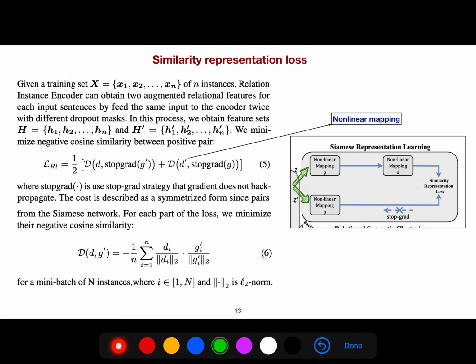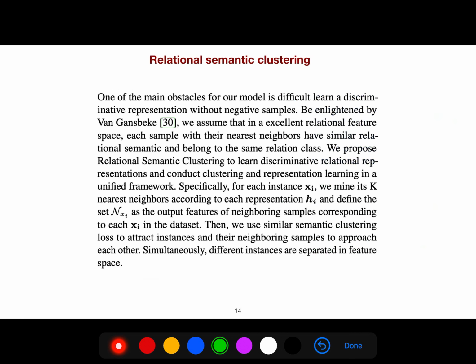So given a training set, the relation encoder, the instance encoder, can obtain two augmented relation features for each input instance. So we minimize negative cosine similarity between positive pairs. And this is just a stop gradient of the other path. We usually in the literature call this the online path or online network, and this path is called the target. In the literature, they always say target and online. And then we minimize the negative cosine similarity for a mini batch of n instances.